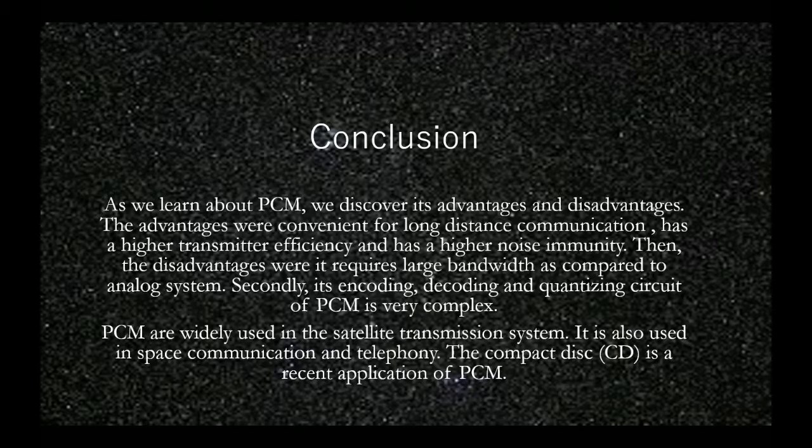Conclusion: as we learned about PCM, we discovered its advantages and disadvantages. The advantages are that it is convenient for long distance communication, has higher transmitter efficiency, and has higher noise immunity. The disadvantages are that it requires large bandwidth compared to analog systems. Secondly, its encoding, decoding, and quantizing circuits are very complex.